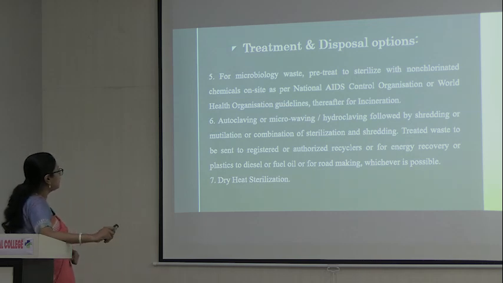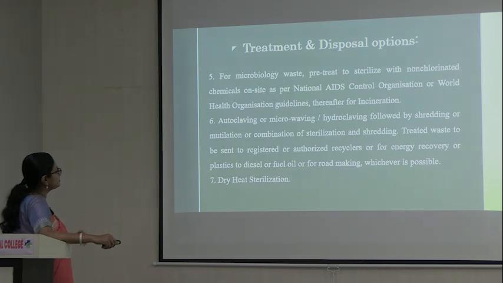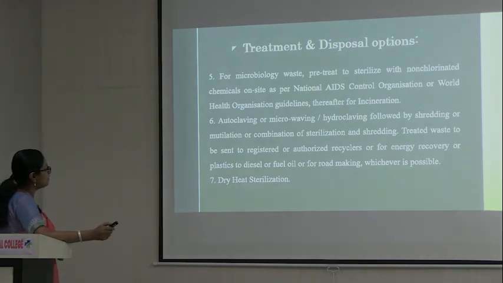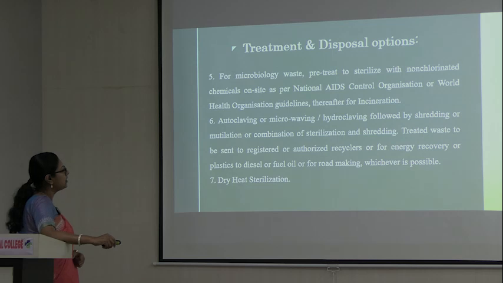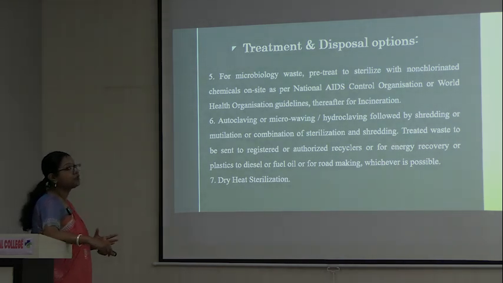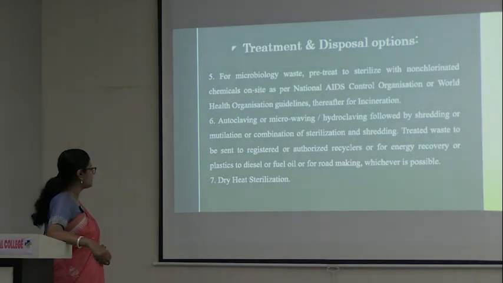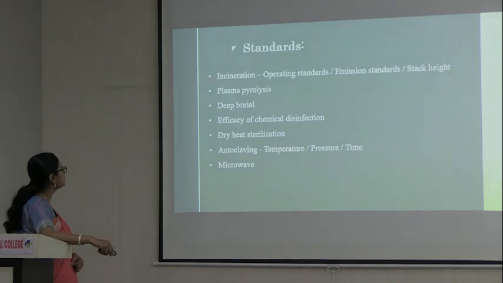Then autoclaving or hydroclaving followed by shredding or mutilation, or a combination of sterilization and shredding. After we have treated this waste, it will be sent to the registered or authorized recycler for energy recovery or for generation of plastics. They can be converted to diesel or fuel oil, or can again be used for road making, whatever is possible. Then another method is dry heat sterilization for some of the waste.